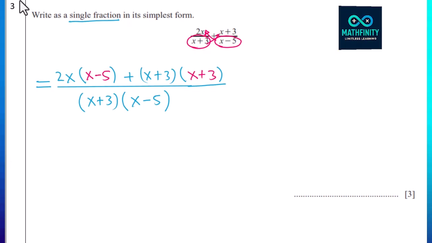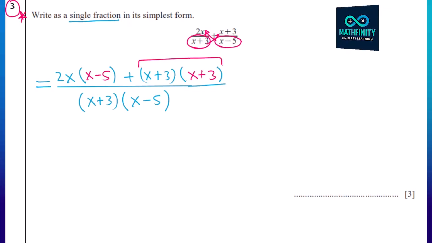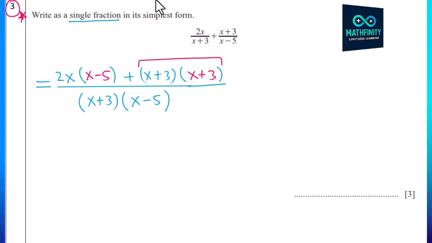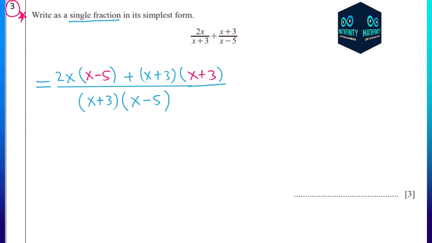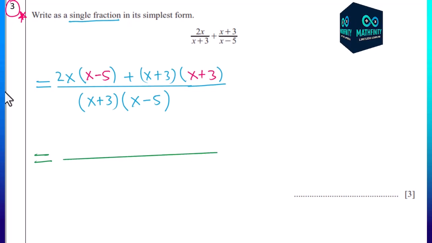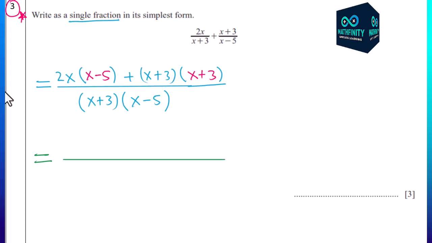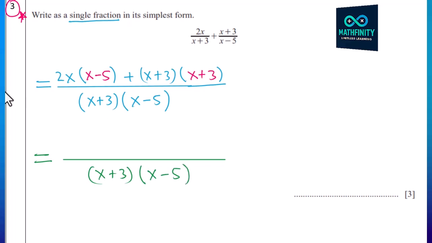This is an important question because some students will make a mistake in this process. After this, we have to open the bracket, but only in the numerator. No need to open the bracket in the denominator. You can write as it is, x plus 3 and x minus 5.